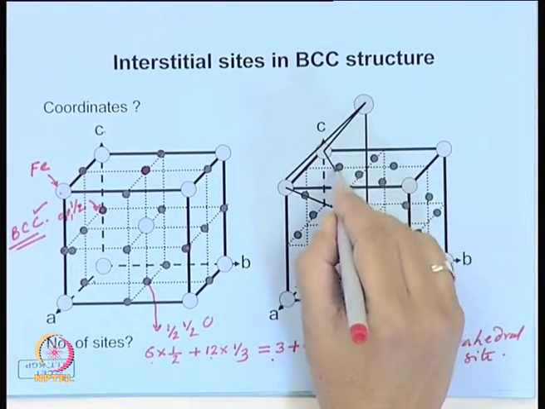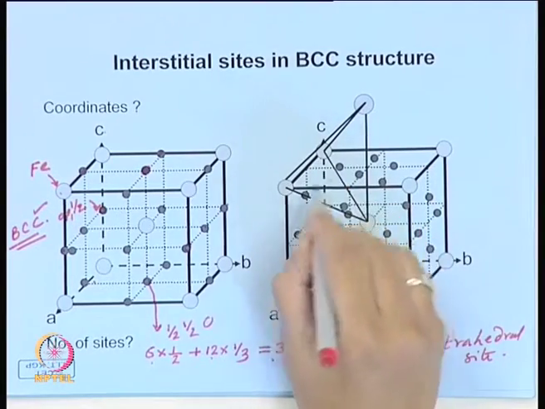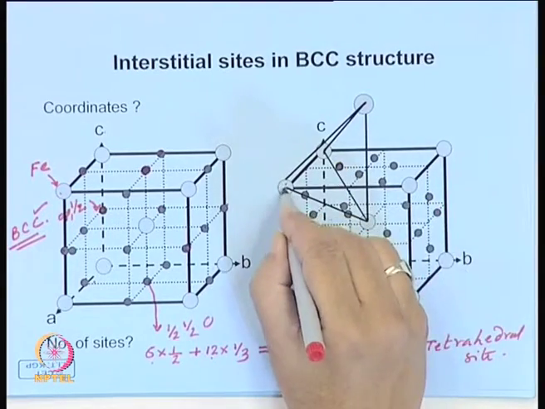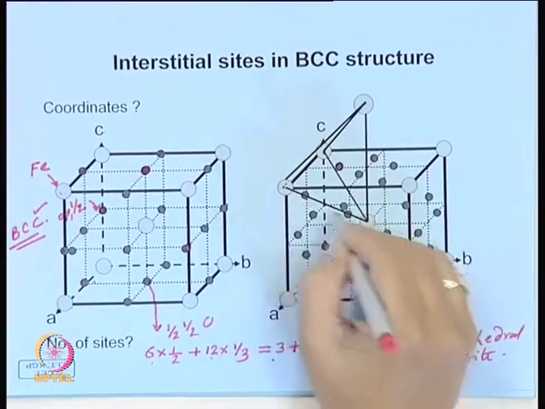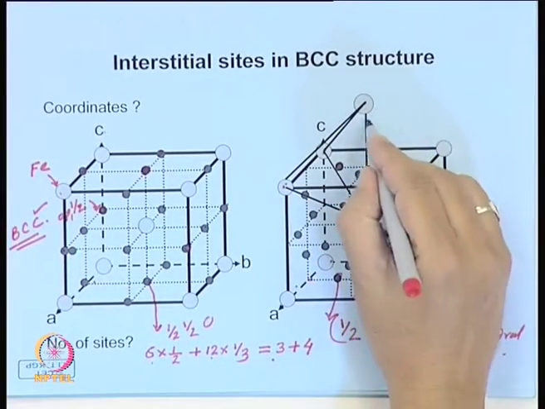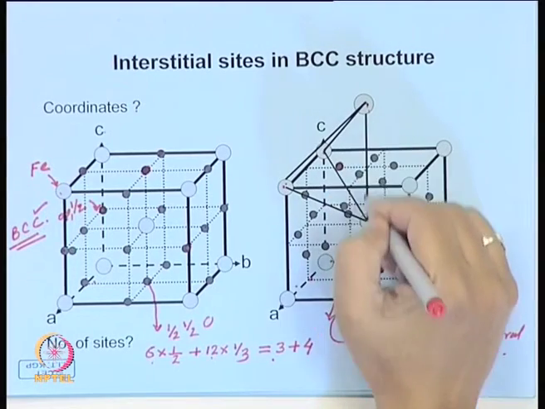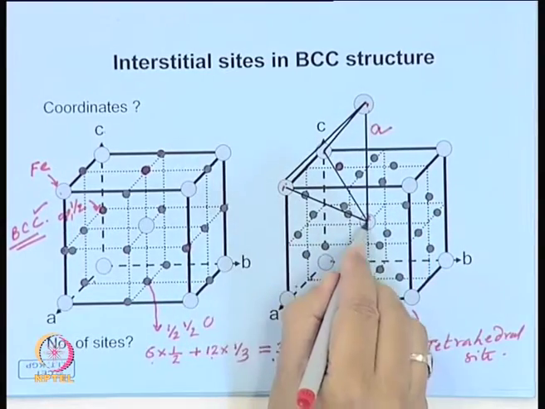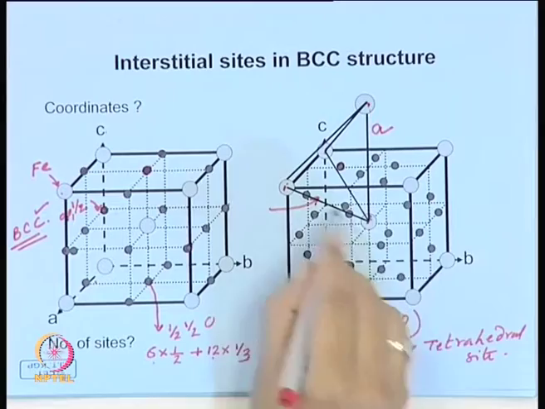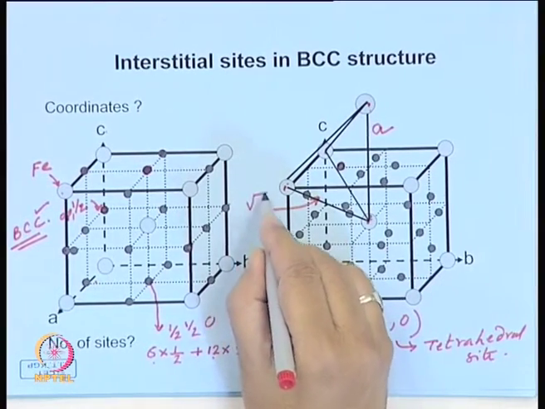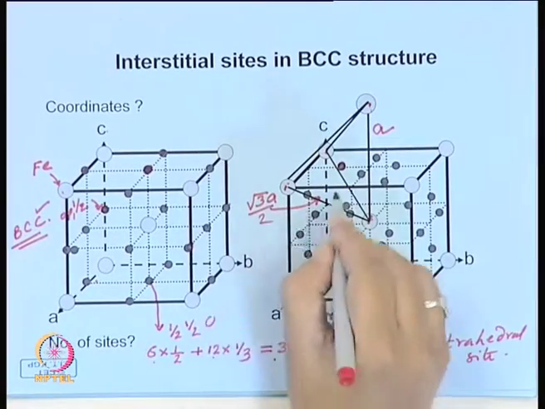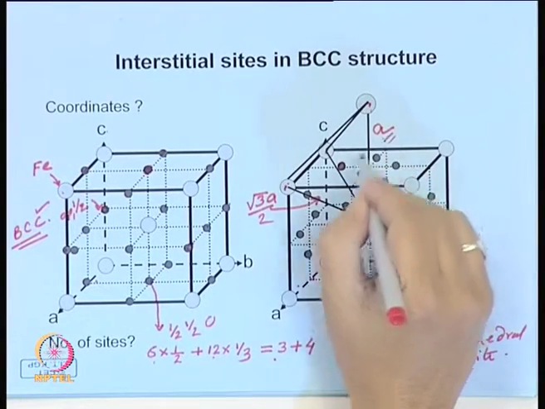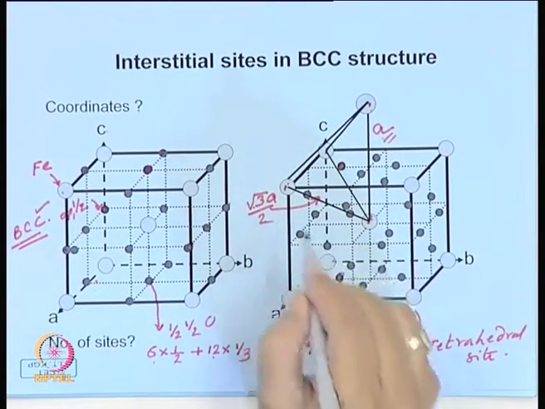Now, why is it called a tetrahedral site? Look at this. If you join this, this and this, you get a tetrahedron. In this tetrahedron, these 2 are separated by a distance a, whereas these are separated by a distance which is half of this diagonal, that is, √3 a by 2. So, some of the edges of this tetrahedron have dimension a and some have dimension √3 a by 2.